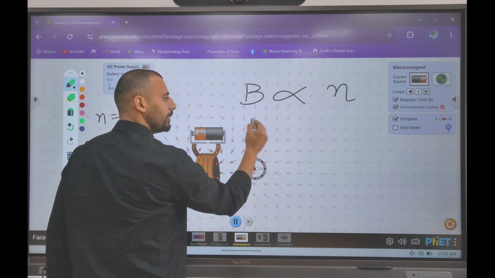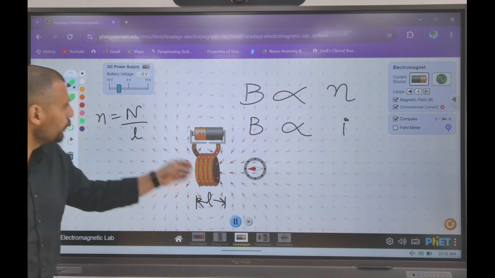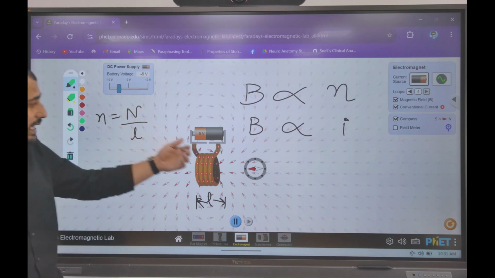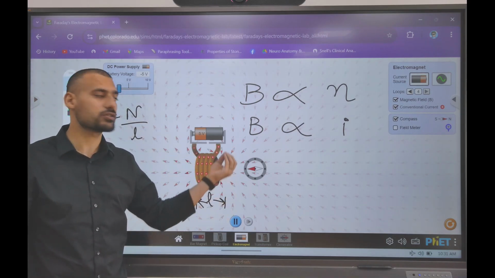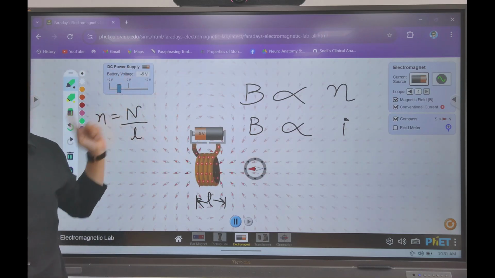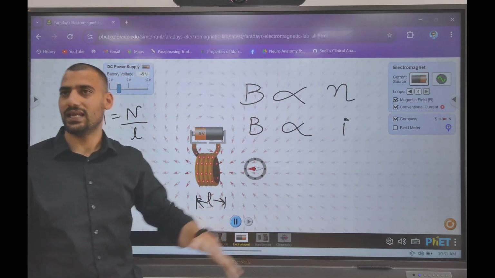One more thing, the magnetic field is directly proportional to the current. More current flowing, see, when you are increasing or decreasing the battery, the voltage source, what is happening? The prominence of the magnetic field lines fades away or increases depending on the strength. If you are increasing the strength, more magnetic field. Decreasing the strength, less magnetic field.